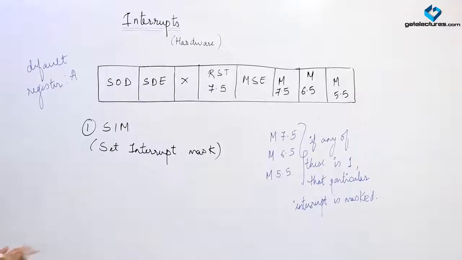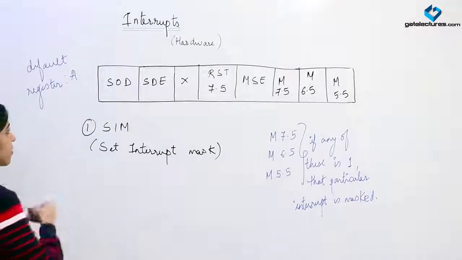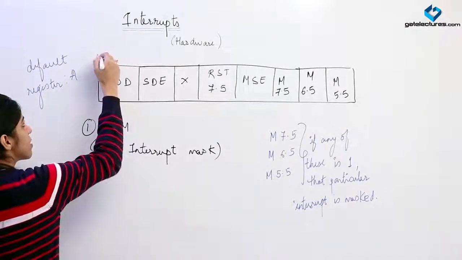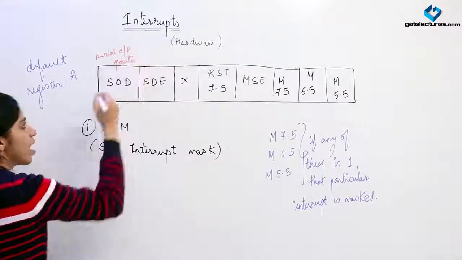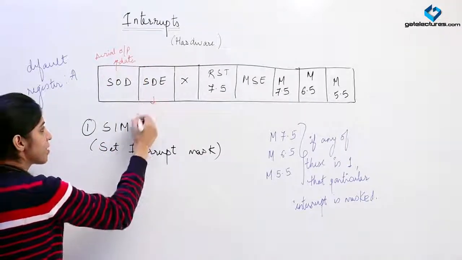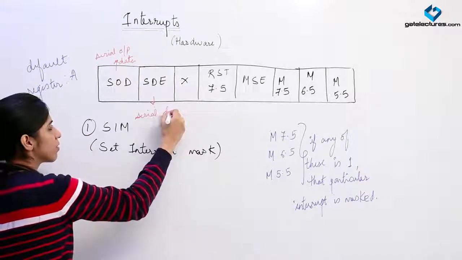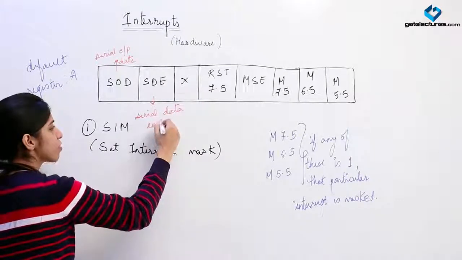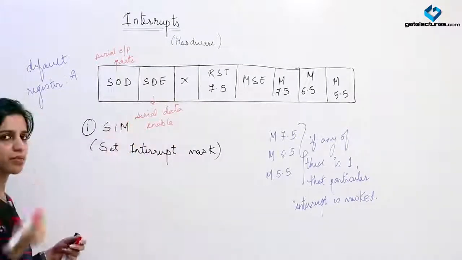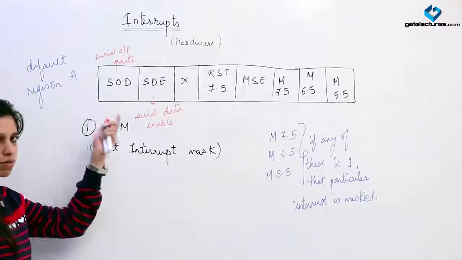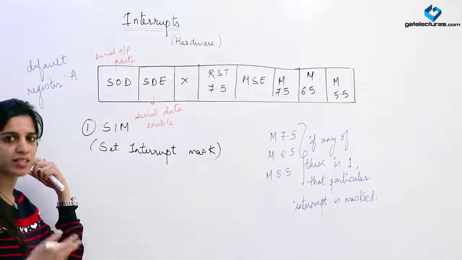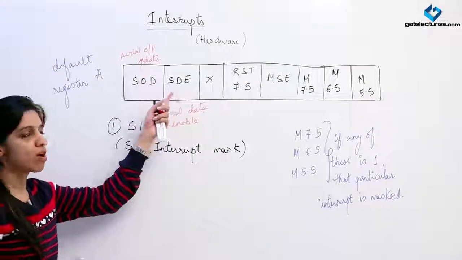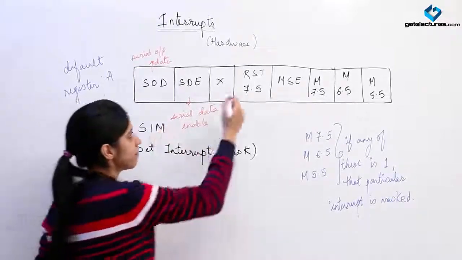The 8 bits of the accumulator are represented like this. Okay, this is serial output data. This is serial data enable. We are going to see what is the function of these things, but for now you can just understand, whenever the microprocessor wants to communicate serially with the device, wants to transfer data serially, we are going to use these pins. For now we are looking at the masking.